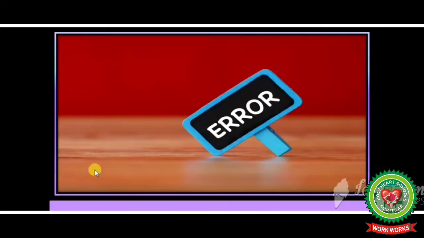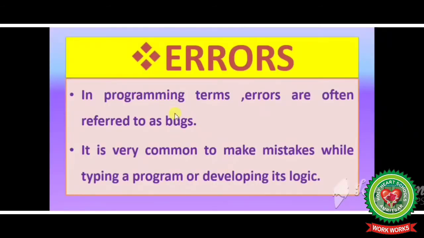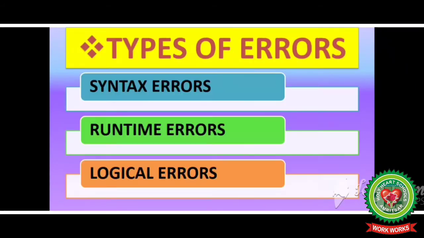Now we will discuss the errors in detail. In programming terms, errors are often referred to as bugs. Bugs means small mistakes. It is very common to make mistakes while typing a program or developing its logic. Means the different kinds of mistakes we can make in a program, like spelling mistakes or mistakes related to the brackets. Now there are three types of errors. Number 1, syntax errors. Number 2, runtime errors, and number 3, logical errors. Now we will discuss all these errors in detail.